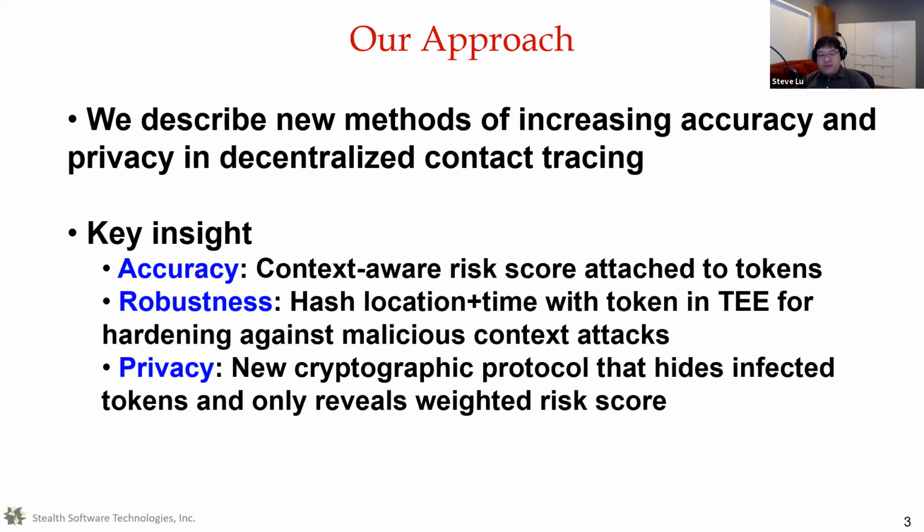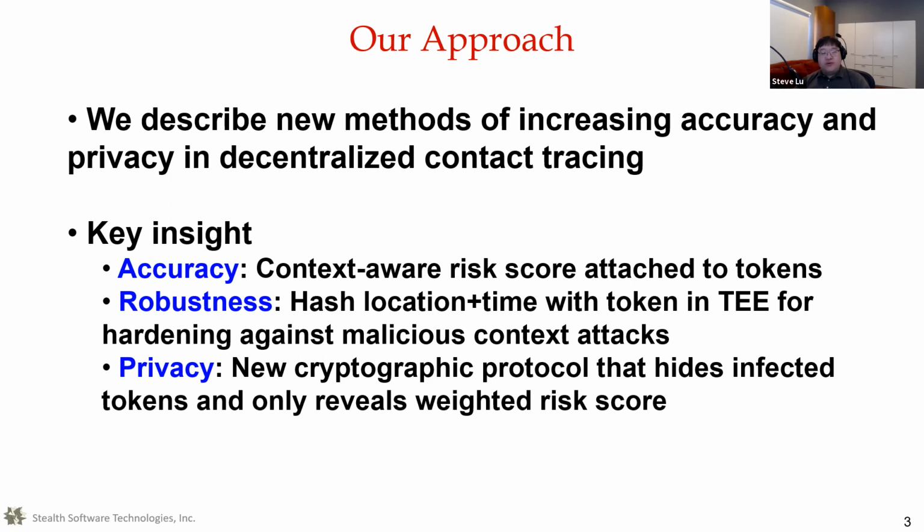So for our approach here, we describe new methods where we increase accuracy and privacy in decentralized contact tracing. And the key insight in our solution is, for accuracy, we attach these context-aware risk scores to tokens. So instead of just a hit, no hit for the tokens, now there's a risk score associated with each token, and you get an aggregate risk score as part of your tracing query.